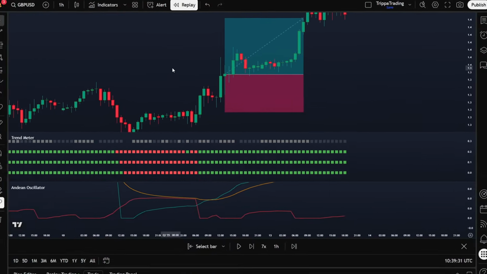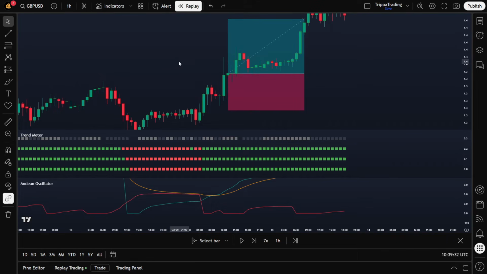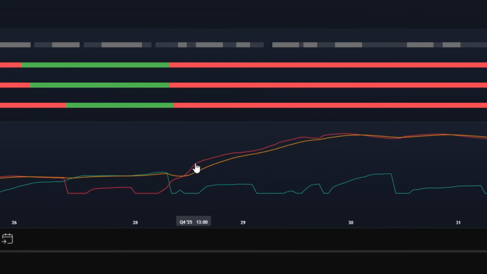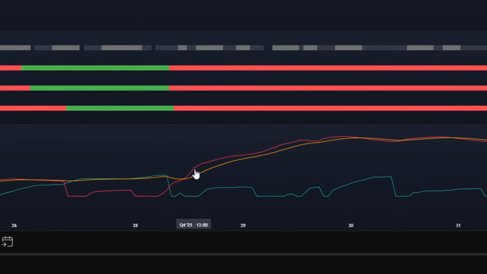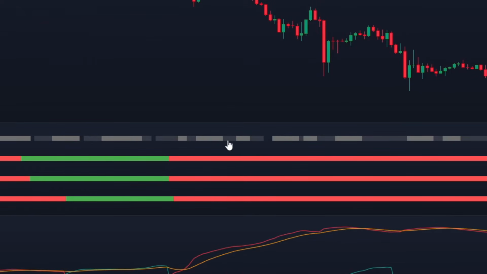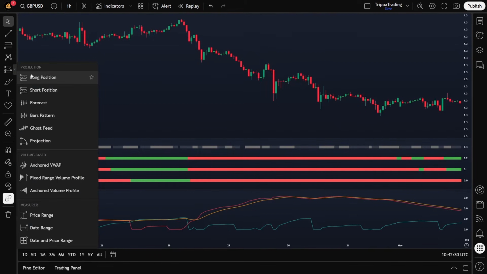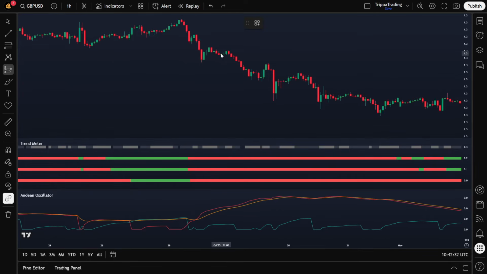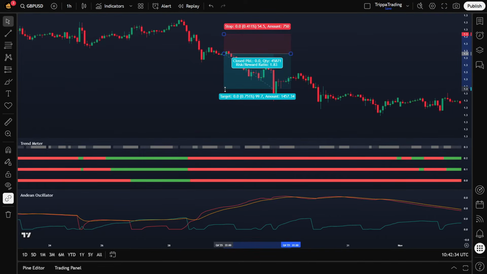Now for a sell trade setup, the logic is reversed. We look for the red line in the Andean oscillator to cross above the green and then above the orange line, which confirms bearish dominance. Next, the EMA trend meter should show all red, and the stochastic RSI should turn dark gray. Once all those align, we enter a sell at the open of the next candle.